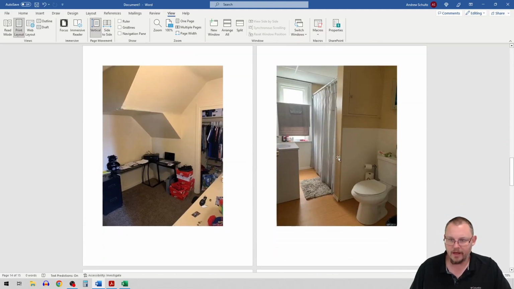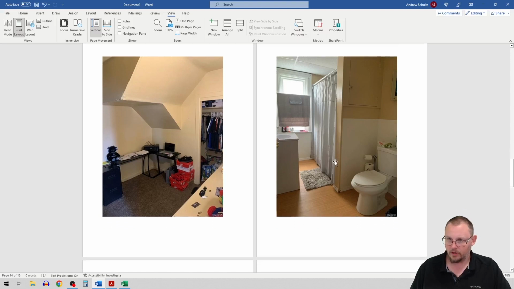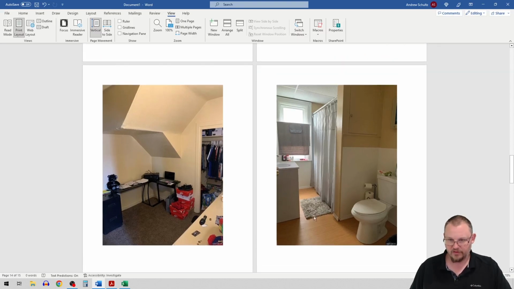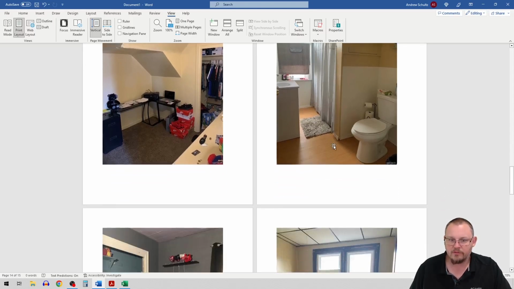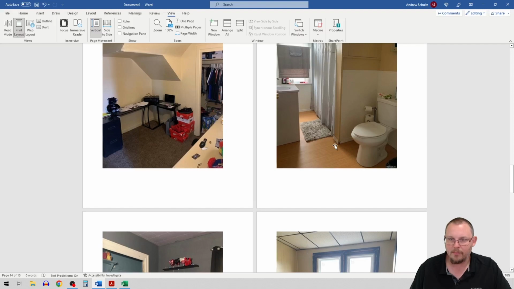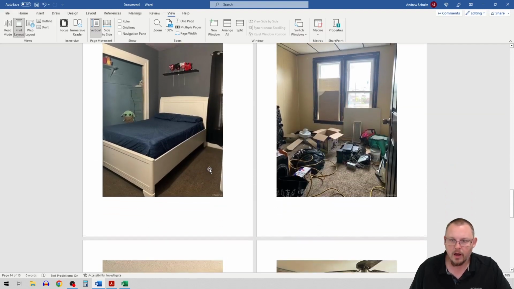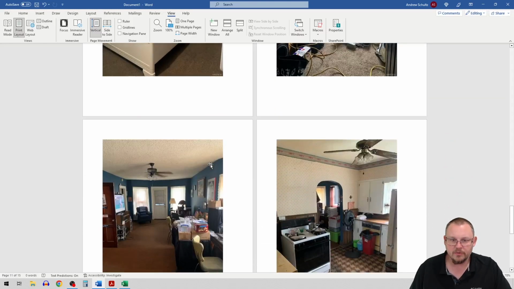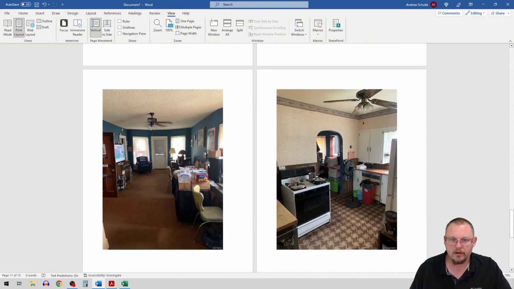Another bedroom and a bathroom on the first floor. Looks like the bathroom on the first floor has had some work put into it. Updated vanity, updated toilet, updated flooring. I don't believe we have a shot of inside the shower, unfortunately, so not much that we can work with there. Picture of a couple more bedrooms. And now we are into the other apartment.